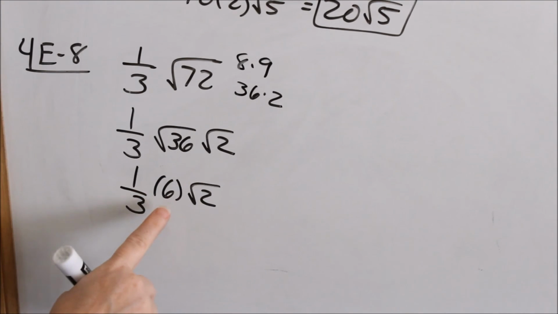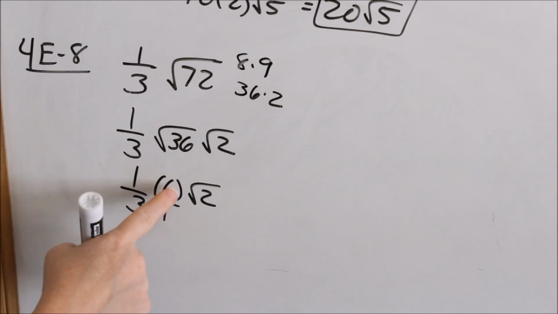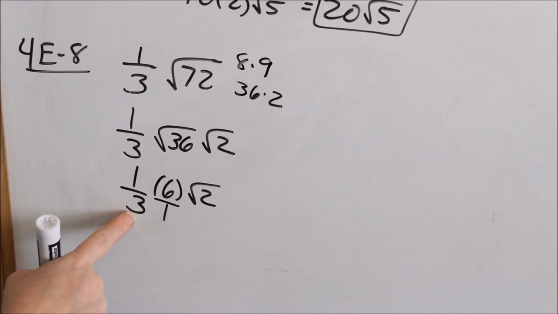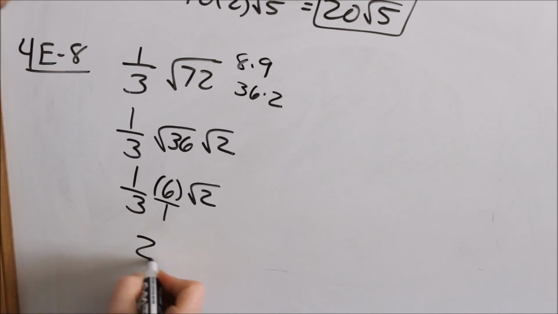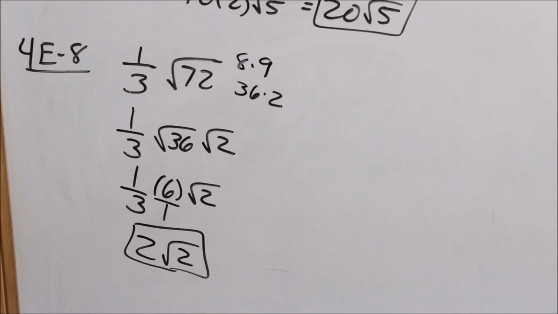Now remember, you can make any number a fraction by putting it over 1. So if I put this over 1, do you see how my 6 and 3 are going to cancel? This is basically like 6 divided by 3. 6 divided by 3 is 2, and then you still have your square root of 2. And that's what that radical would simplify down to.